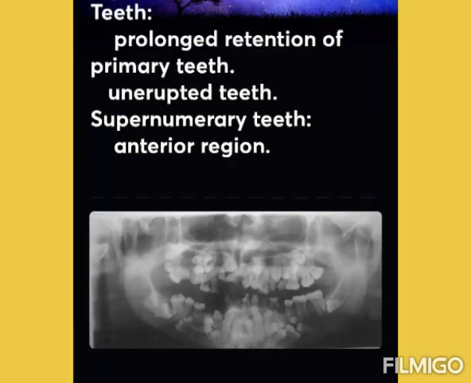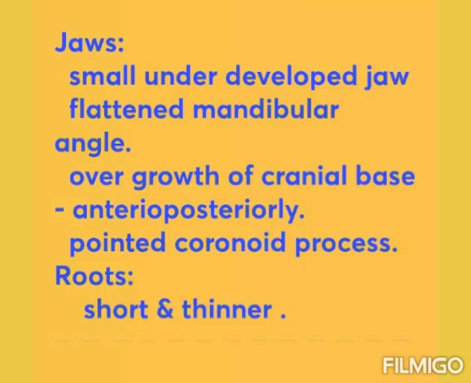The next radiographic feature is the teeth. There is prolonged retention of primary teeth and delayed eruption of permanent dentition. Numerous unerupted teeth are present, and a lot of supernumerary teeth, especially in the anterior region. This OPG shows numerous supernumerary and unerupted teeth present in the anterior region.